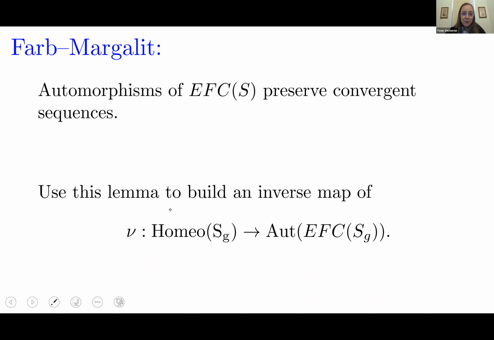So using this lemma by Farb-Margalit is how they ended up building the inverse map from the group of homeomorphisms of a surface to the automorphisms of the fine curve graph. So in particular, they found a map going from the automorphisms of the extended fine curve graph to the group of homeomorphisms of a surface.